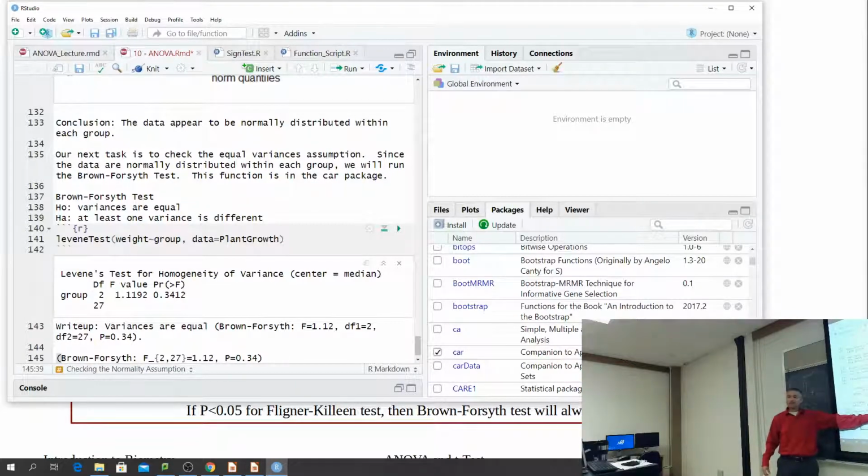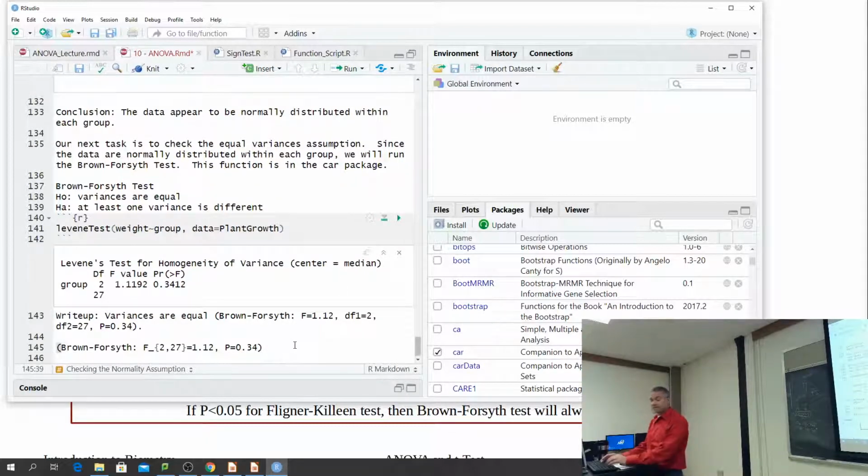This is preferable if you're reporting it in a paper, because it's fewer characters in line. Here we're going to have to do df1 equals 2, comma, df2 equals 27, whereas here, it's all in subscript. That's basically 4 characters here versus many more. So that's how we can report it in a Word document. All right, so that's our Brown-Forsythe test, and it looks good.